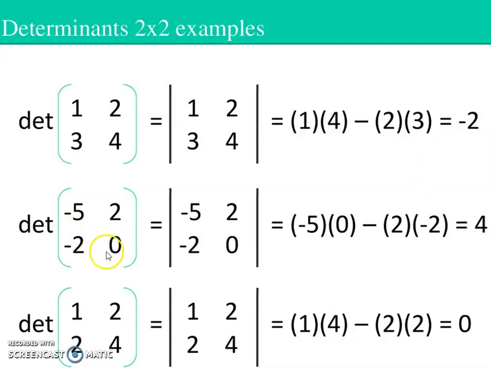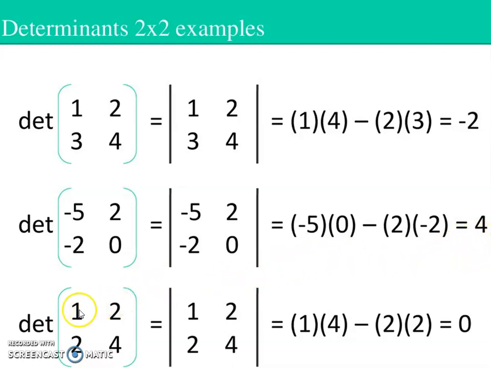In a second example, suppose minus 5 and 2 and minus 2 and 0 are the elements. Then we take minus 5 and 2, minus 2 and 0. Minus 5 into 0, the minus remains the same, 2 into minus 2. We know that any number multiplied by 0, with positive or negative sign, is always 0. So we derive only this answer, minus 2 into minus 2, that is minus minus plus 4. So we derive the final answer 4.